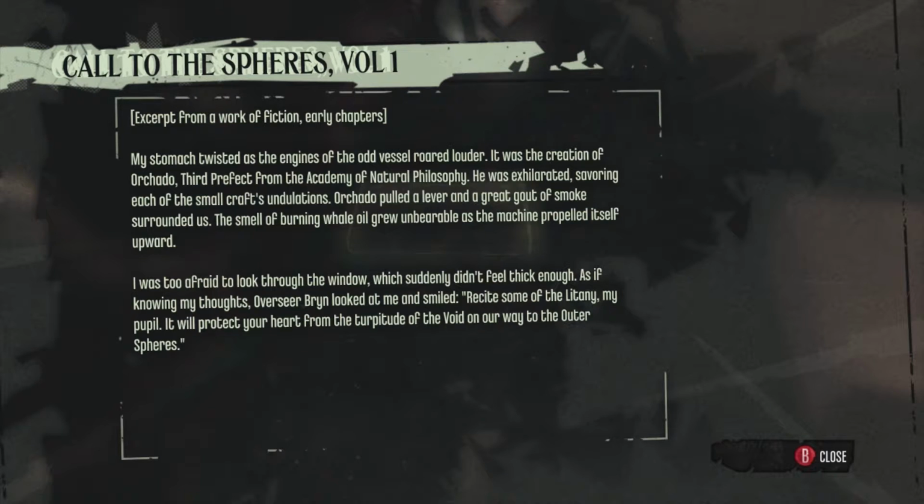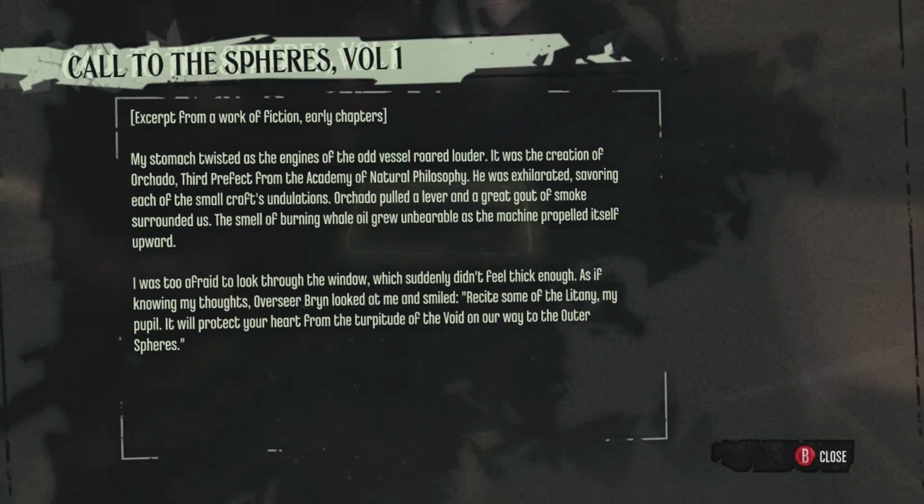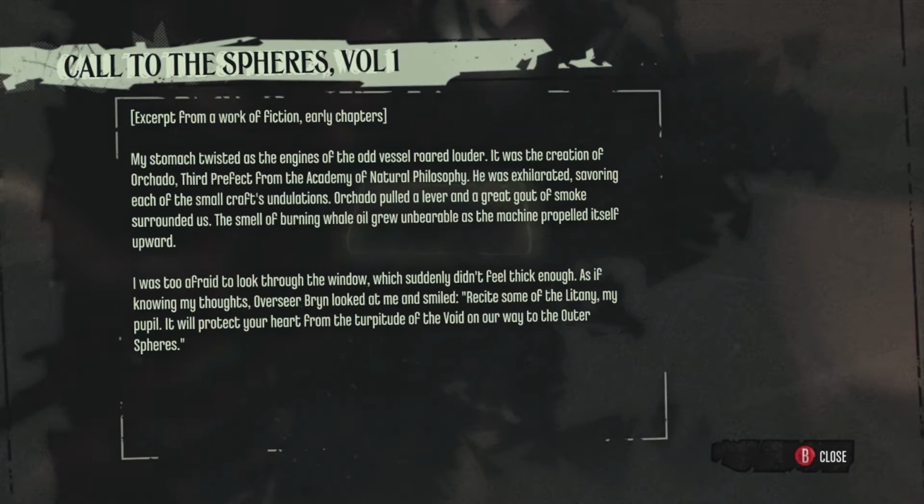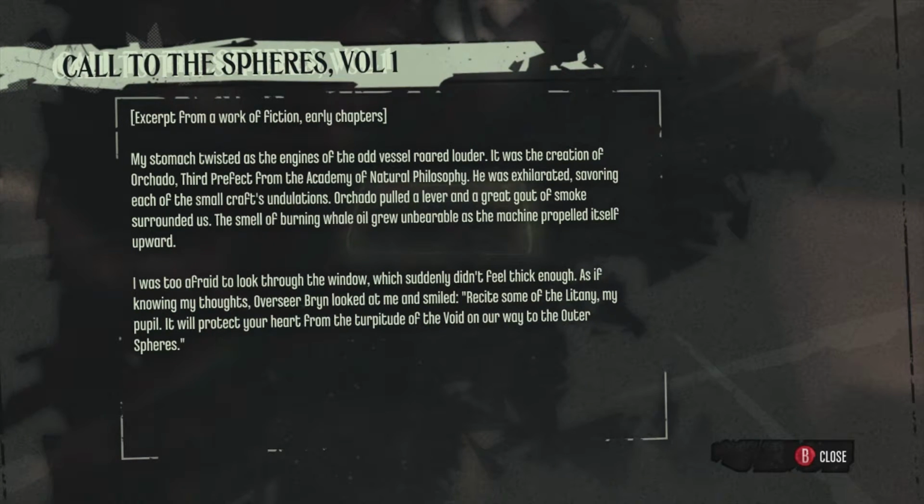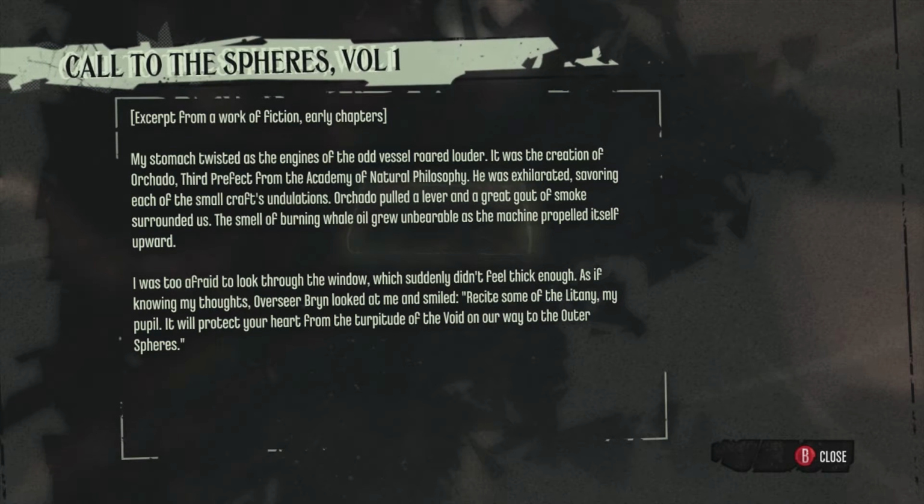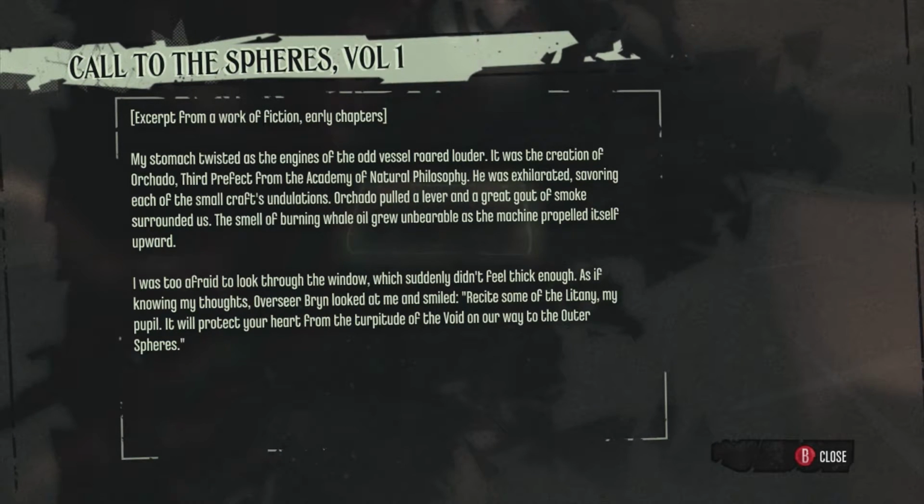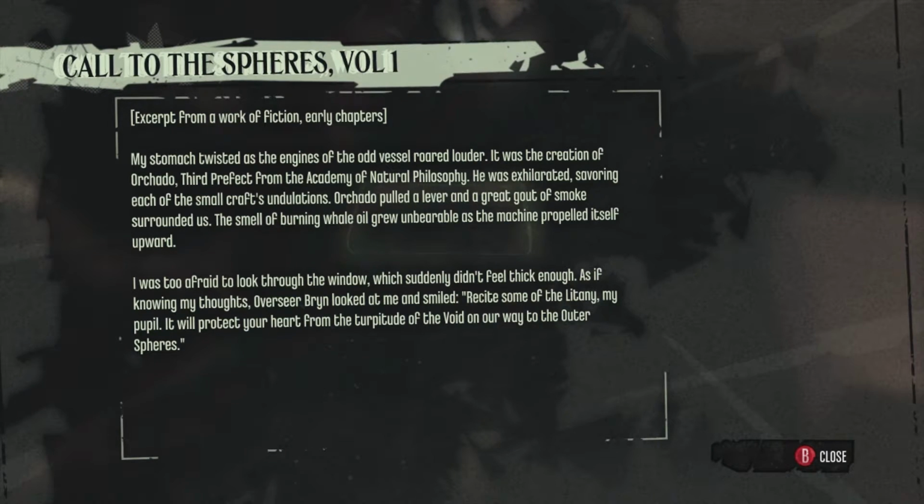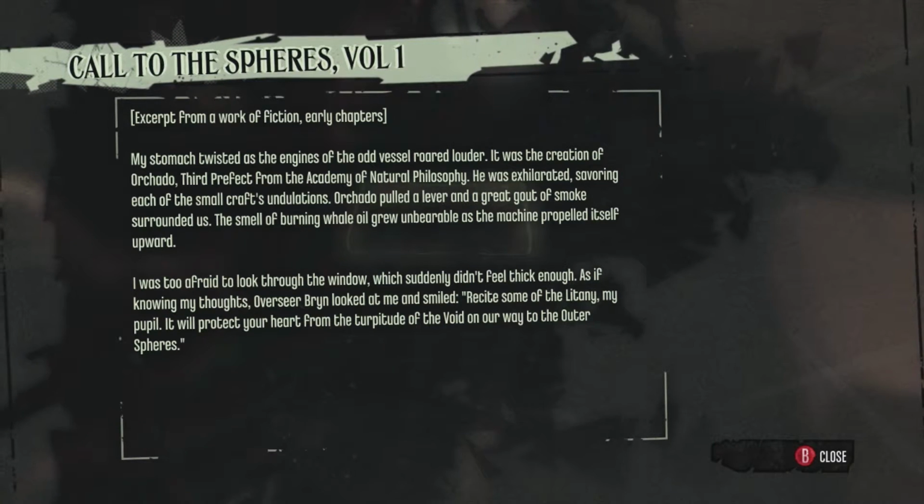The smell of burning whale oil grew unbearable as the machine propelled itself upward. I was too afraid to look through the window, which suddenly didn't feel thick enough, as if, knowing my thoughts, Overseer Bryn looked at me and smiled. Recite some of the litany, my pupil. It will protect your heart from the turpitude of the void. Turpitude means something that is vile or wicked. On our way to the outer spheres.